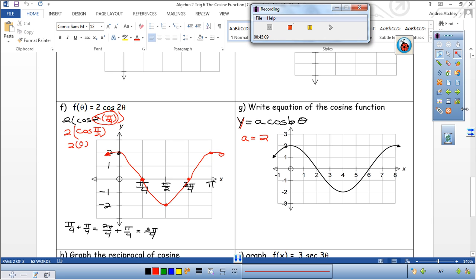Let's see what's my amplitude here. I just wrote it in, 2, right? Because it goes to 2 and negative 2. So that's the amplitude. Okay? The easiest way to do that is just to draw in the amplitude.